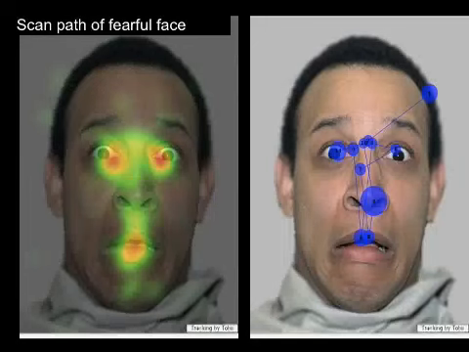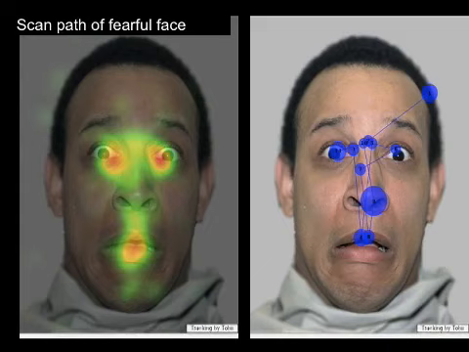Now here is a sort of outtake from this. Here you see that the scan path is numbered, so you know the order. And the bigger the dot is, the longer the person is looking. This is another way of visualizing it, with the red in the center being longer gaze duration.